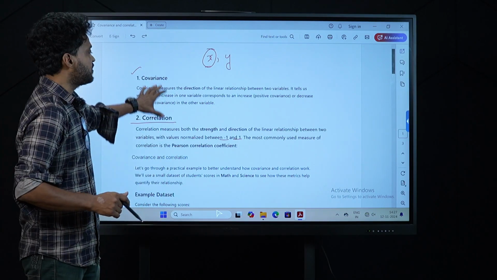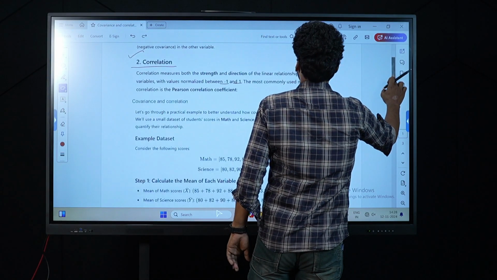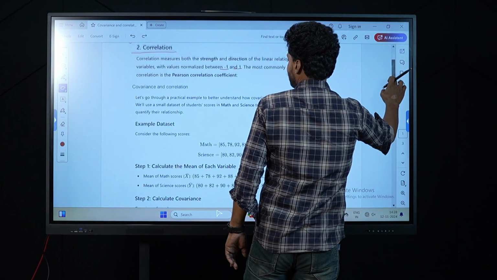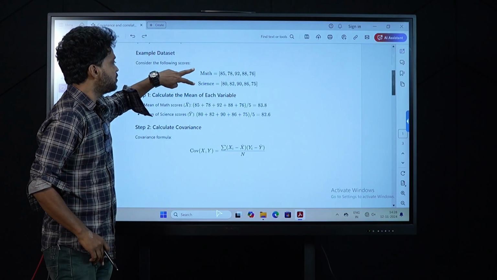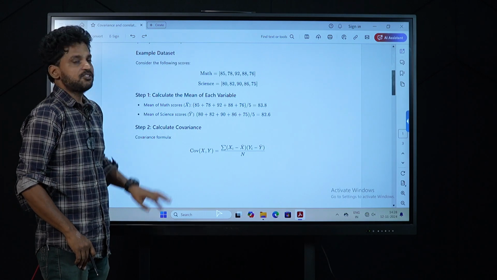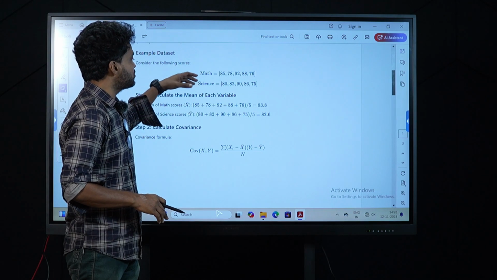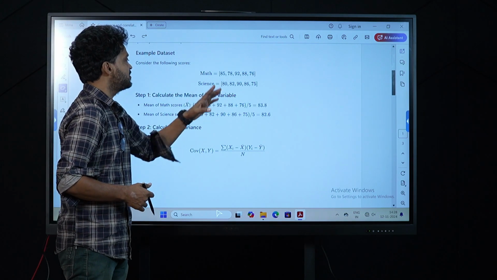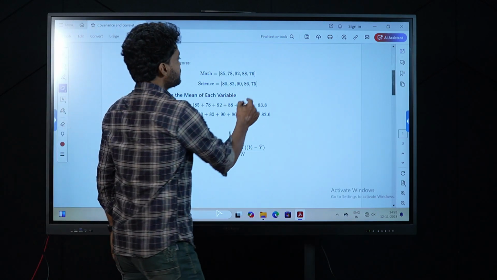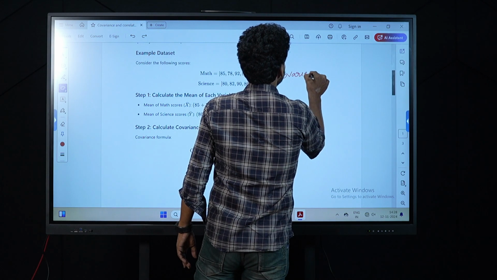So let us understand this by using a simple example. For this, I have taken a data set. That data set is an example data set which holds two arrays, one is maths and the other is science. These are the scores of a boy with respect to his maths and science in a single academic calendar year. These are the math scores and these are the science scores. Now let us understand how the covariance is going to be calculated.